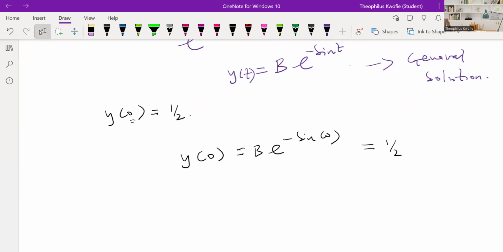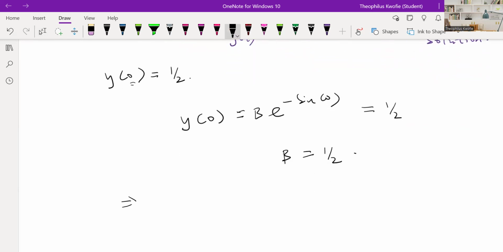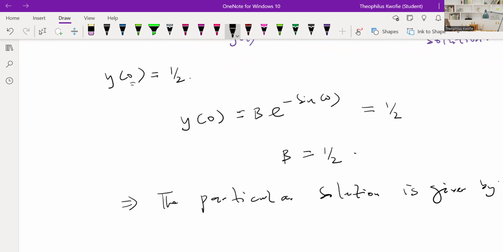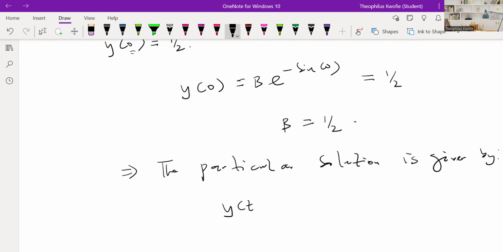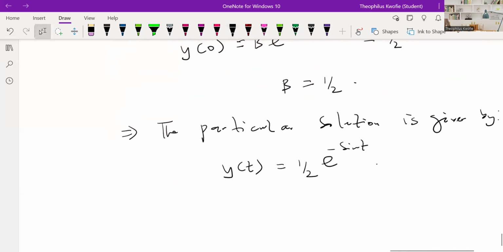Good. Now, what is sine of 0? Sine of 0 is 0. But e to the power 0 is what? It's 1. Any number to the power 0 except 0 is 1, right? So on that note, we're going to have b equal to half. Is that okay? Good. So this means that our particular solution is given by y of t equal to half e to the power minus sine t. Okay? So now we have our solution.